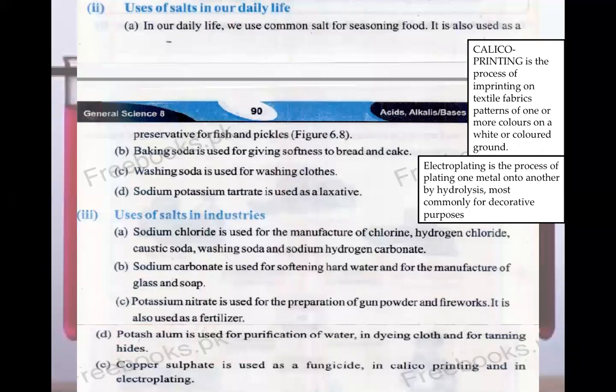In calico printing, which is the process of imprinting on textile fabrics patterns of one or more colors on a white or colored ground. ठीक है, व्हाइट या कलर बेस के ऊपर कैलिको प्रिंटिंग होती है जिसके अंदर कॉपर सल्फेट को यूज किया जाता है. एंड इन इलेक्ट्रोप्लेटिंग इज अ वेरी इंपॉर्टेंट प्रोसीजर. इसकी बहुत ज़्यादा इंपॉर्टेंस है. इसको गोल्ड की प्यूरिफिकेशन के लिए, दूसरी चीज़ों की डेकोरेटिव पर्पसेस के लिए इलेक्ट्रोप्लेटिंग को यूज़ किया जाता है. एक मेटल को दूसरे मेटल के ऊपर जमाने के लिए भी इलेक्ट्रोप्लेटिंग को यूज़ किया जाता है. वी विल बी स्टडिंग दिस प्रोसीजर लेटर इन हायर क्लासेस इन डिटेल.